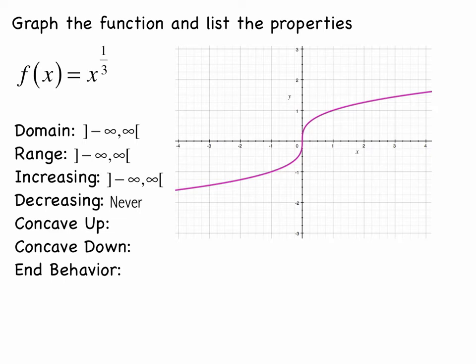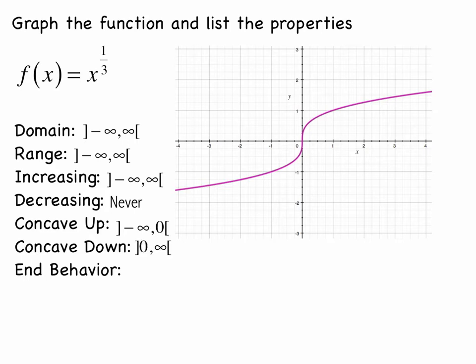Concave up, if you hold your hand with the palm up, that would be concave up, and if you hold it with the palm down, that would be concave down. So the first section from the left to 0, or from negative infinity to 0, looks like it's concave up, and the second part from 0 to infinity looks like it would be concave down.